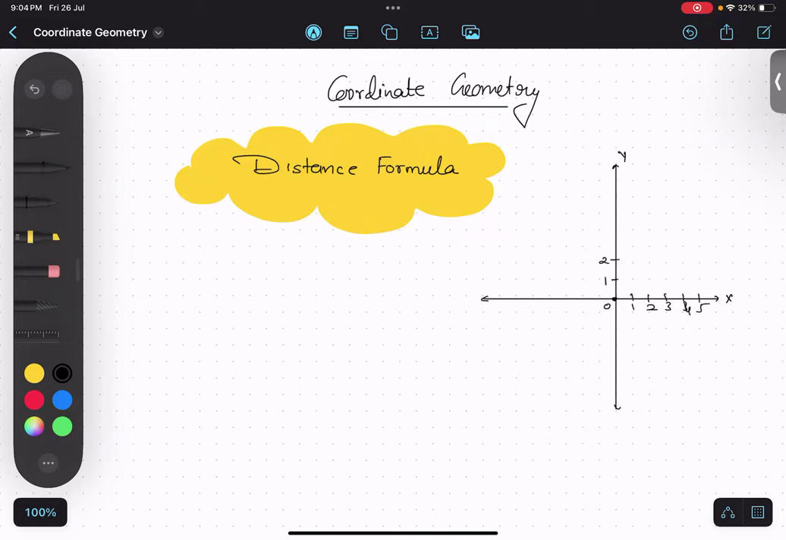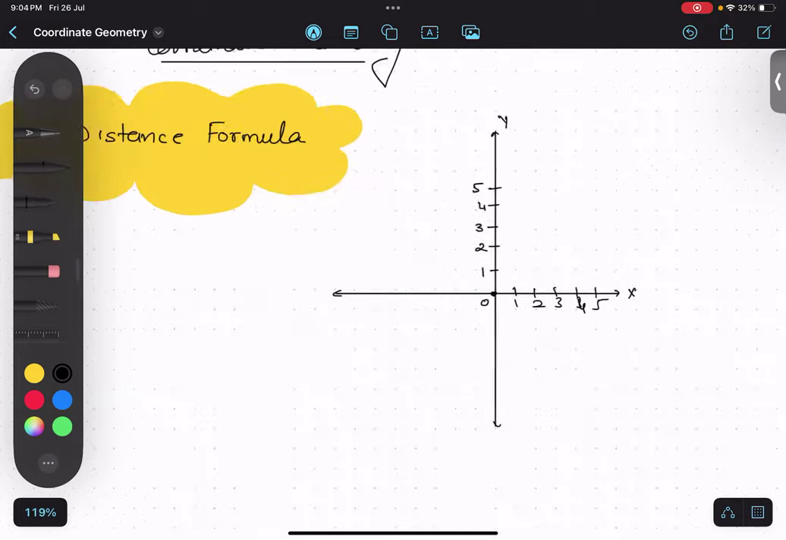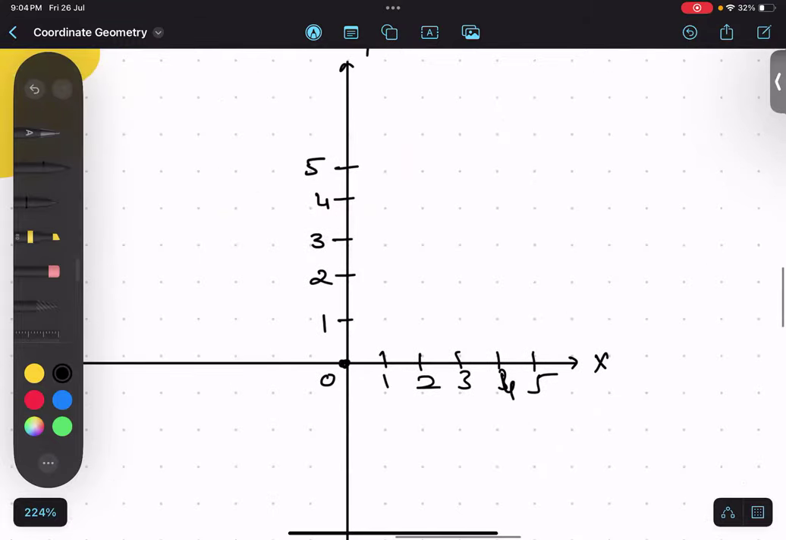Now, if I have two coordinates and we have to calculate the distance between them, that's the objective of this lesson. I'm going to explain the reason for the formula first of all. Let's say this is one point.